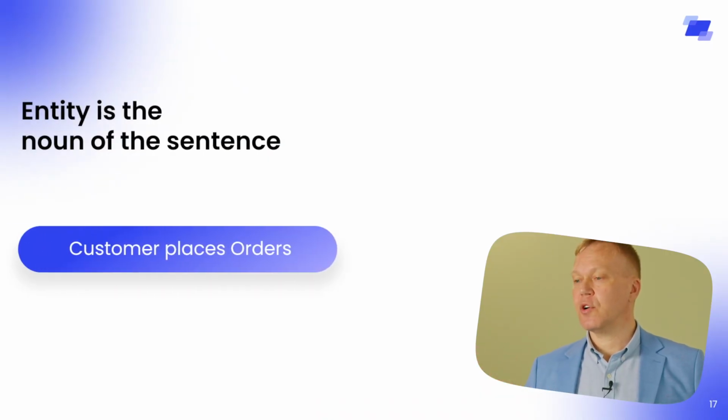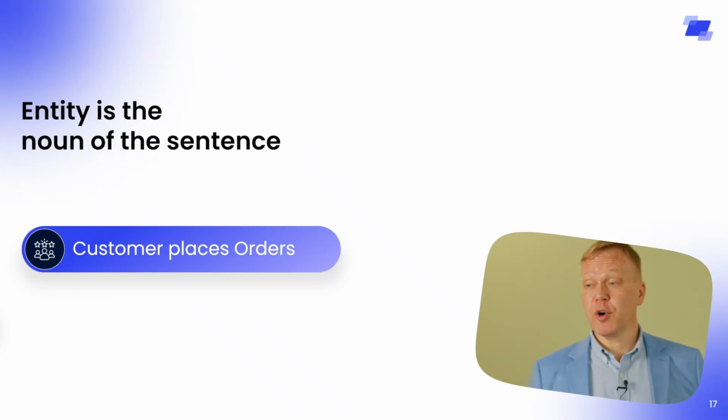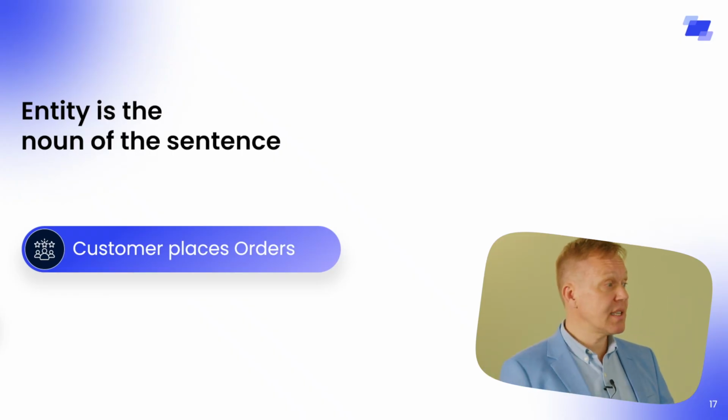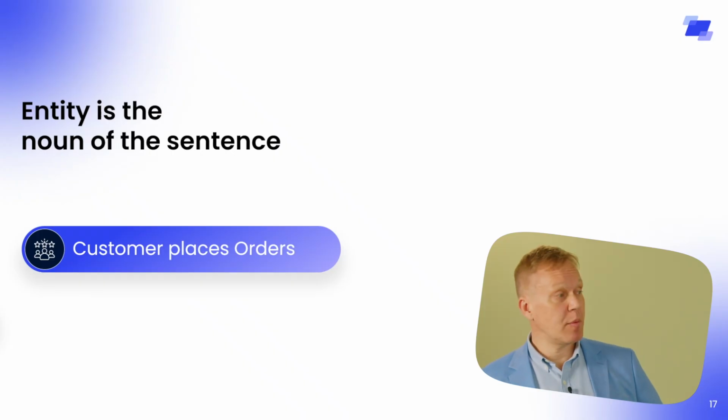Usually, when we collect information from the scope, we get the information from the subject matter experts. We interview them. We may have some documentation. We may run some workshops. But we express ourselves with language. And when there is written text or spoken language, the entities are the nouns of the sentences. Customer places orders. So this is the sentence that describes this data model.